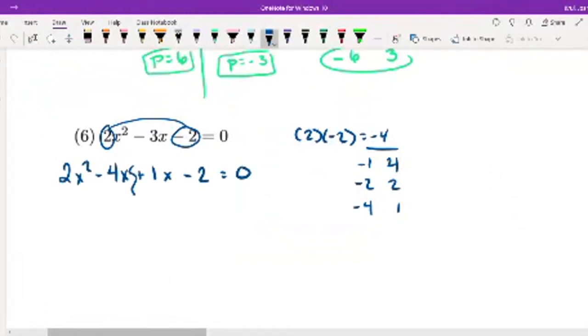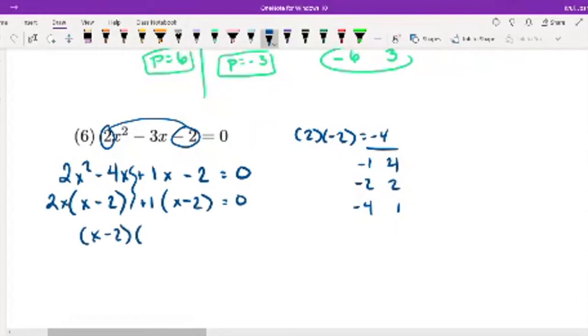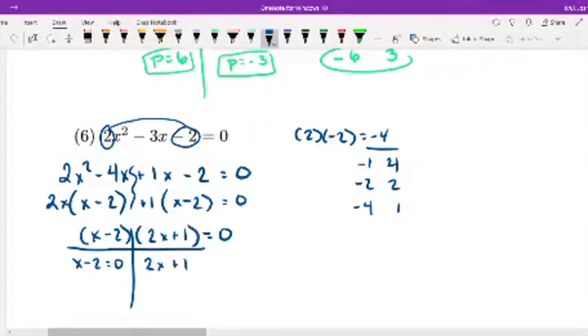The GCF between the front two terms is 2x. And the GCF between the back two terms is just 1. They're the same binomial. So we can tee off from here by setting both factors equal to 0. So we get x is -1/2 and x is 2.